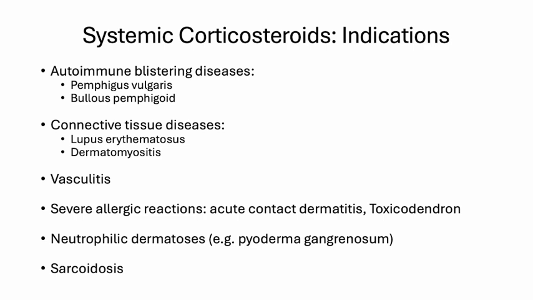Systemic corticosteroids in general have a wide range of indications in dermatology. They're particularly valuable in treating autoimmune blistering diseases like pemphigus vulgaris and bullous pemphigoid. They're also crucial in managing connective tissue diseases such as lupus erythematosus and dermatomyositis. Other indications include vasculitis, neutrophilic dermatoses, sarcoidosis, and even severe cases of acute contact dermatitis such as to poison ivy. While powerful, it's important to weigh the potential benefits against the risks of side effects of these medications, which we'll discuss next.